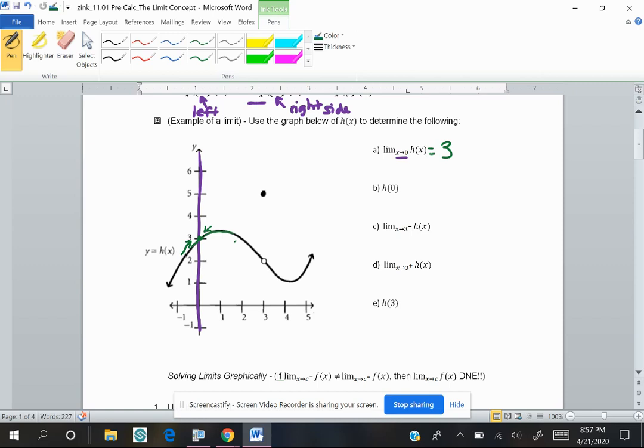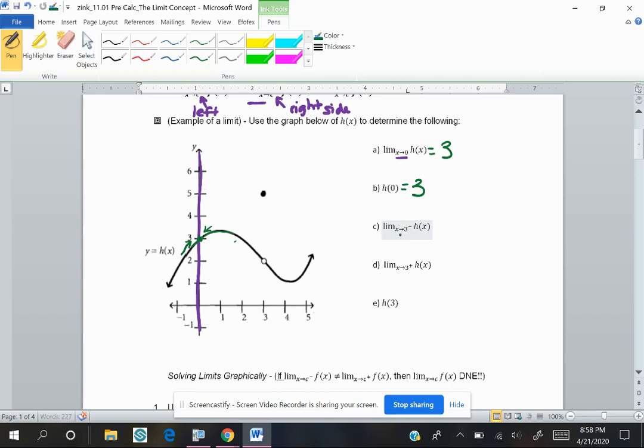Part B says find h of 0. h of 0 means the same thing as it always has meant: if you put in 0 for x, what's your y value? So it's whatever it is on the curve. It would also be 3.